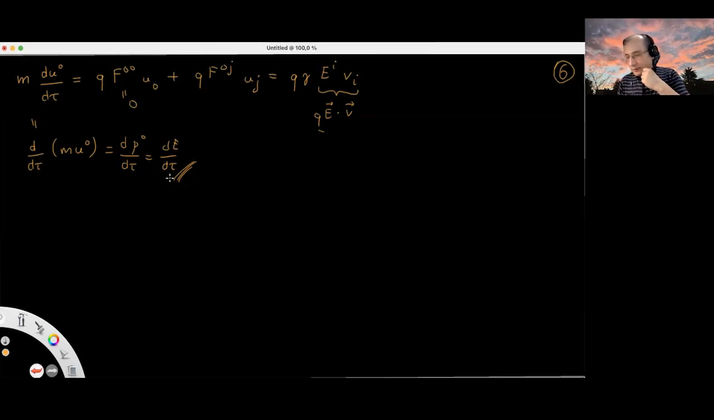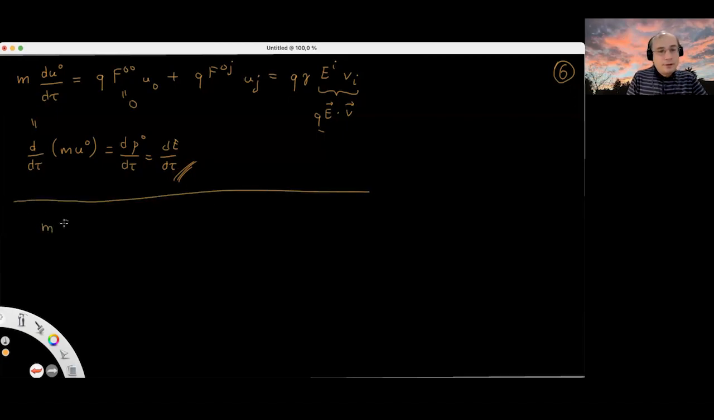Okay. One more important thing. So we've got an equation of this type: the derivative of this guy with respect to τ is equal to some kind of force. Now, this thing is sometimes called the four-acceleration. The derivative of the four-velocity with respect to the proper time is a^μ.